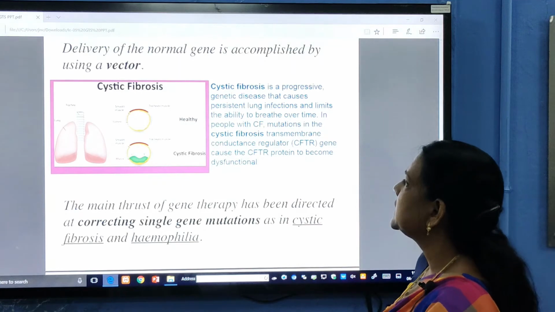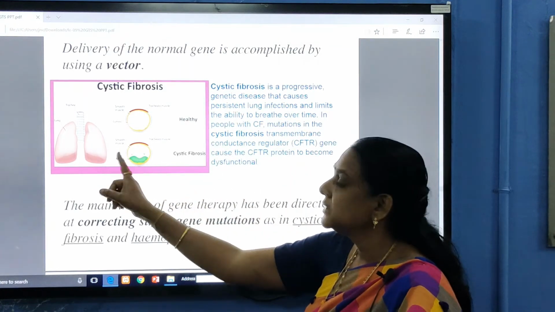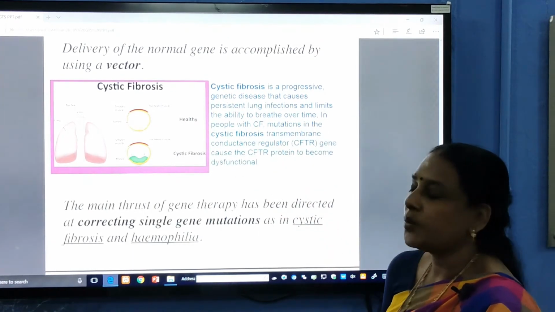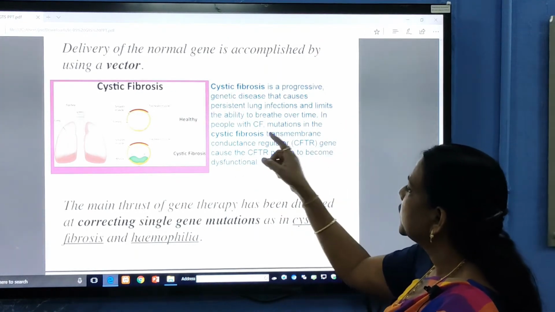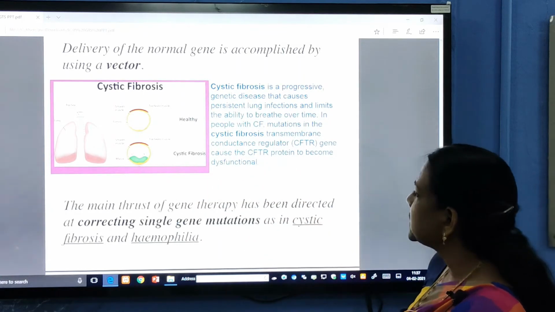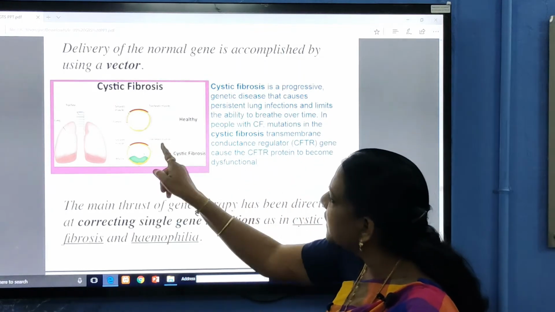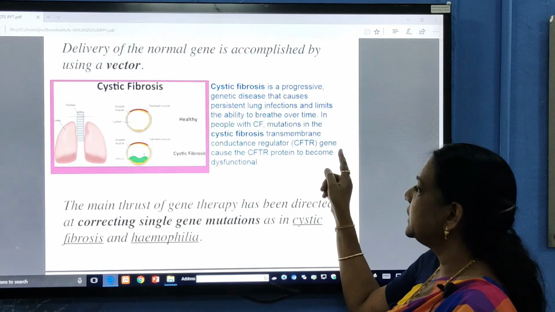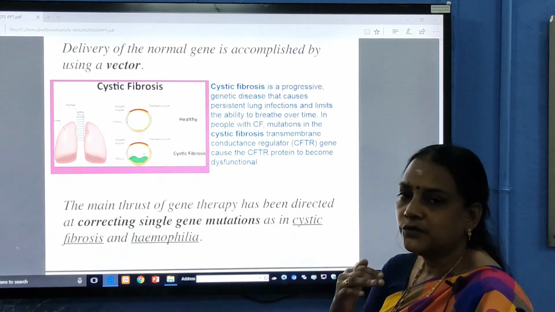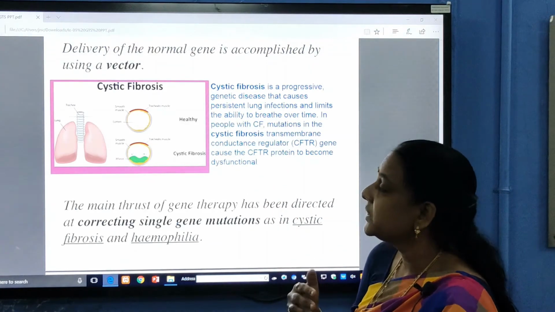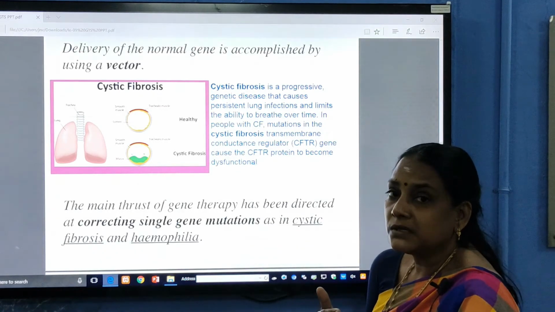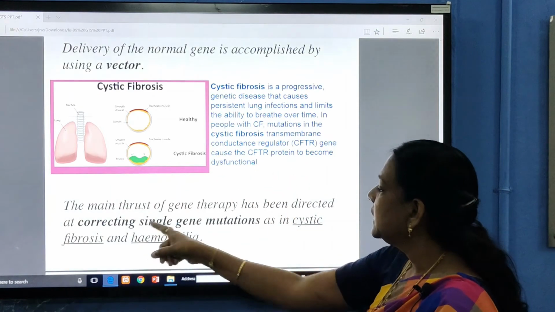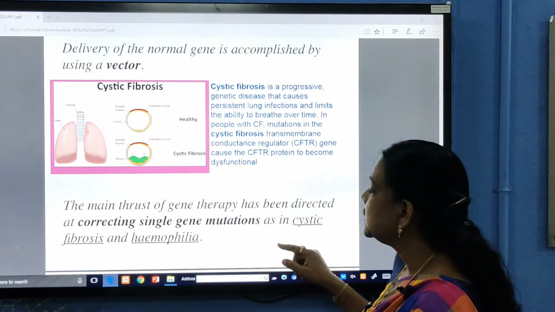Cystic fibrosis, you can see, is a genetic disease that causes persistent lung infection. This is concerned with lung infection, and it limits the ability to breathe over time. They get suffocation over time because in people with CF there are mutations in the cystic fibrosis transmembrane conductance regulator gene, that is the CFTR gene, and these cause limitations for breathing. So that membrane does not have the property to let them breathe easily. Okay, so fibrosis is caused due to that. For that you can make the correction by replacing the gene there.